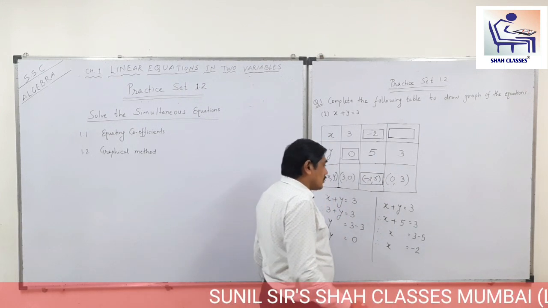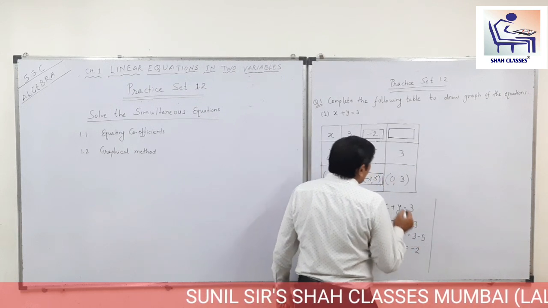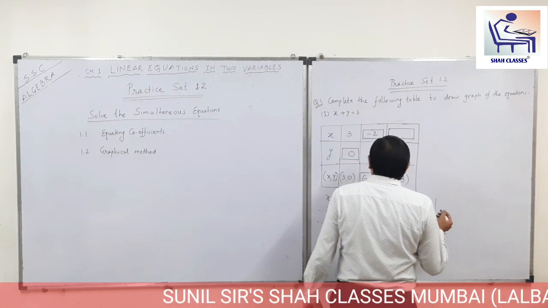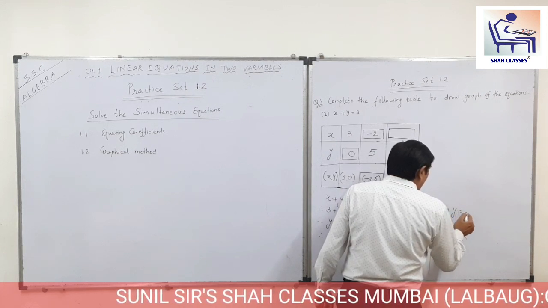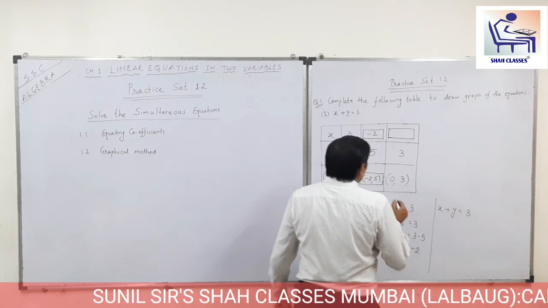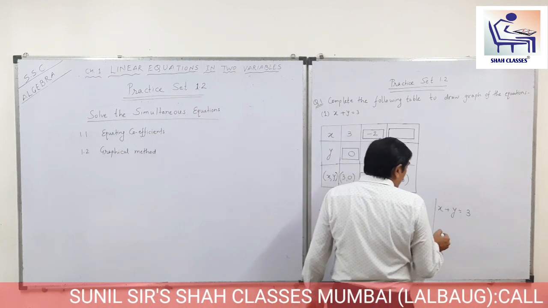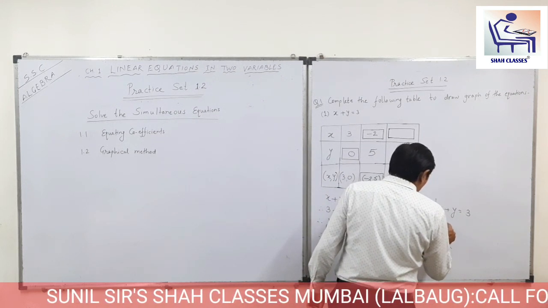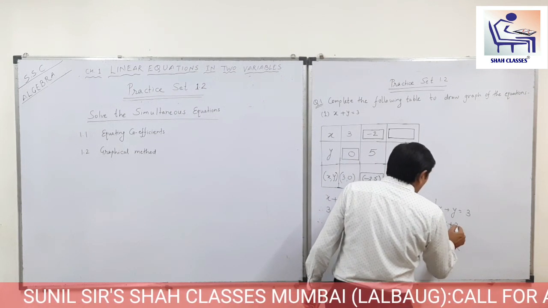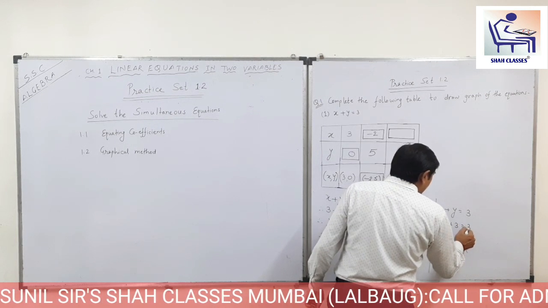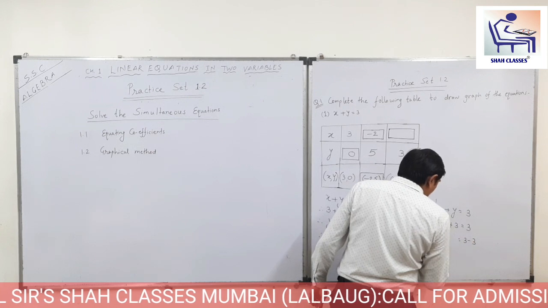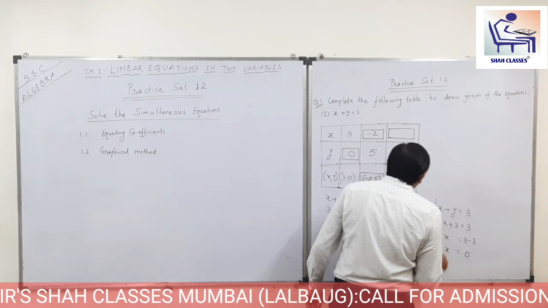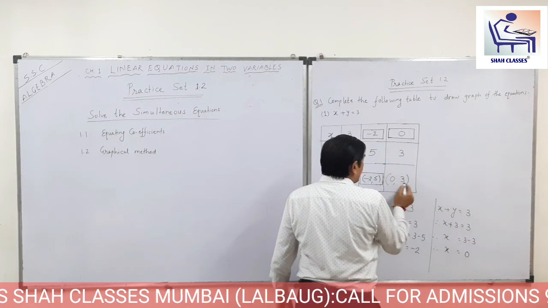Now for the third, in this also we have to solve it. x plus y is equal to 3. We have to put 3 here for y. So x is equal to 3 minus 3, so x is equal to 0. Here we are getting 0.